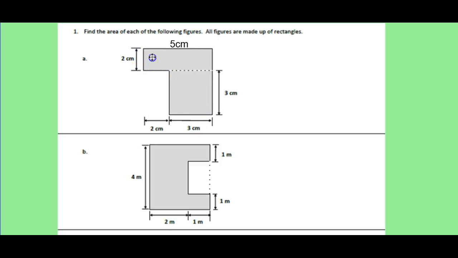Okay, so for this first one, we've got 2 times 5. Hopefully you know right away that 2 times 5 is 10, but it's not just 10, it's 10 square centimeters. So I want you to write that inside that rectangle right there.